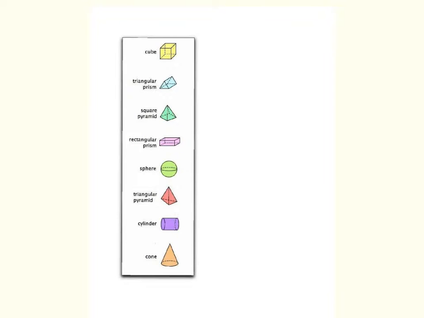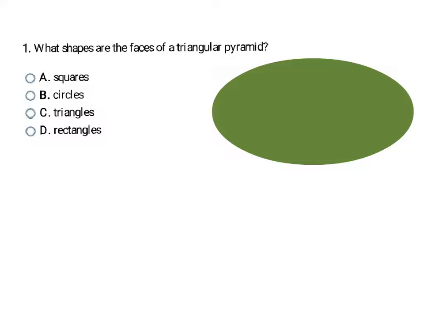You're also going to need to know the names of different 3D objects. And so the 8 most common ones that you're going to need to know: you're going to need to see the word cube and pull this picture up in your head. You're going to have to be able to say the word triangular prism and pull this picture up in your head. And the same with square pyramid, rectangular prism, sphere, rectangular pyramid, cylinder, and cone.